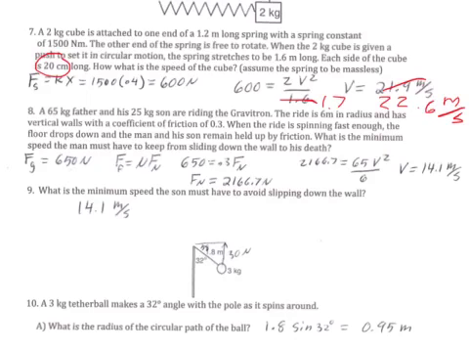Dad is a 65 kilogram dude. The Gravitron has a radius of 6 meters. I'm going to solve for velocity, so velocity squared. I get 14.1 meters per second.